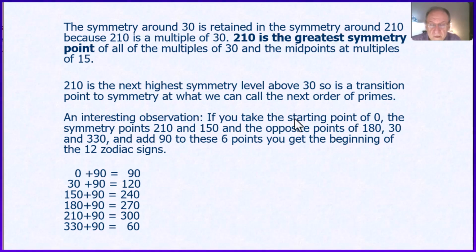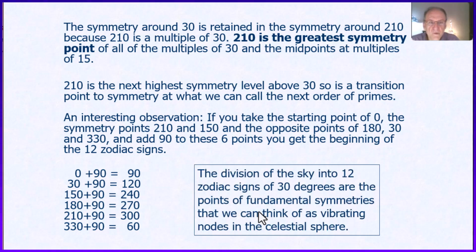Now, an interesting aside is that if you take the 0 where we started, you take the 210 and the 150, and you take their opposite points, which are the 30 and the 330. So I have 6 points, the 0, 210, 150, and the opposite points, and you add 90 to those, you end up with the beginning of all 12 zodiac signs. So this 30 rhythm is fundamental, but something special happening at 0 Scorpio, secondarily at 0 Virgo, and then less important at the opposite points.